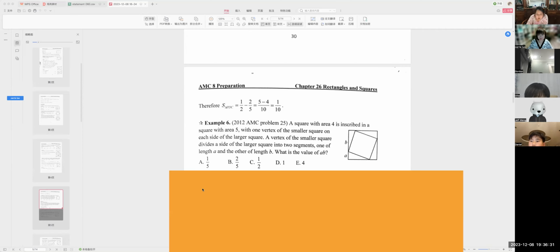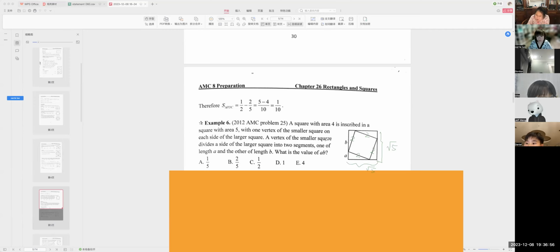Let's take a look at this one. A square with the area of 4 is inscribed in a square with the area of 5. The square with area 4, I think it's very easy to find out. The side of the square is 2, right? And the square with area 5, each side is square root 5. Correct, everybody? I think with this one, everybody can probably get the answer.